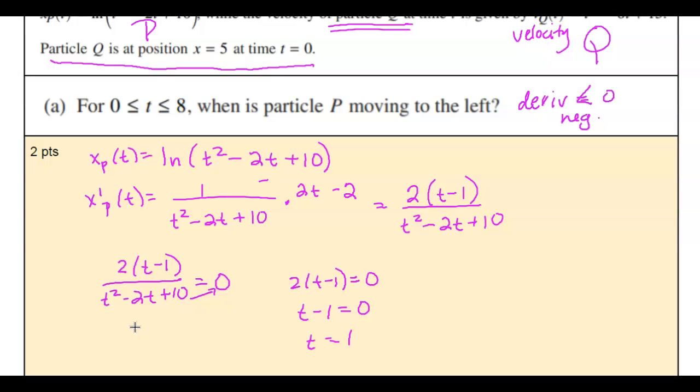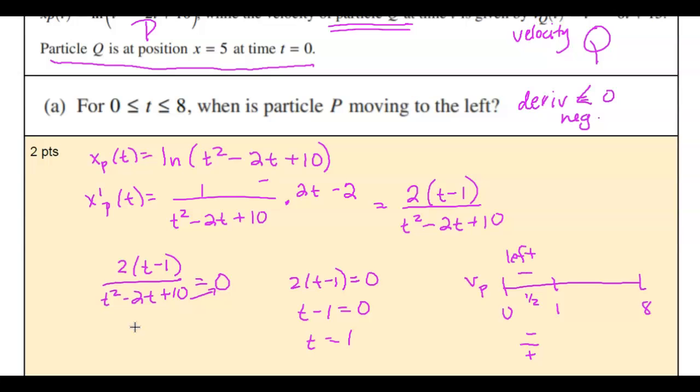So I'm going to make a little number line. So this is V of P, velocity. So I'm starting at 0, I'm ending at 8, and I know at 1. So I'm going to plug in a number into my derivative to find out if it's positive or negative. So if I plug in 1/2, you just want an estimate. I get a negative times a positive, so I get negative on top. And then 1/2 squared minus 2 times 1/2 plus 10 is going to be positive. So negative divided by positive is a negative. So we know we're moving to the left.